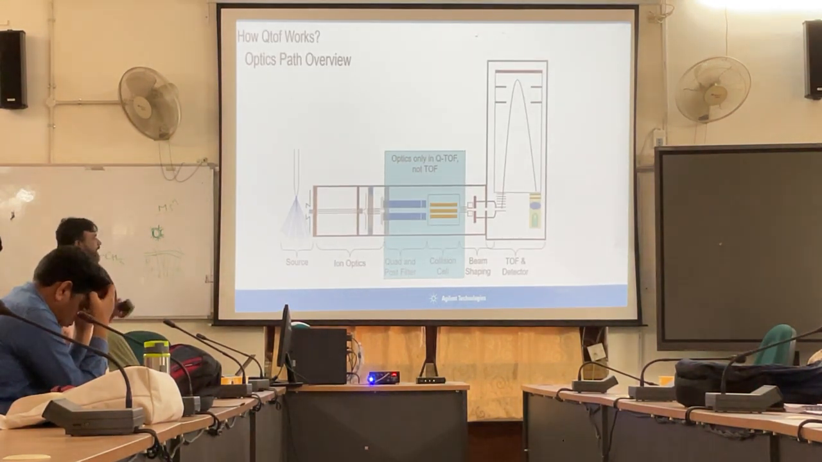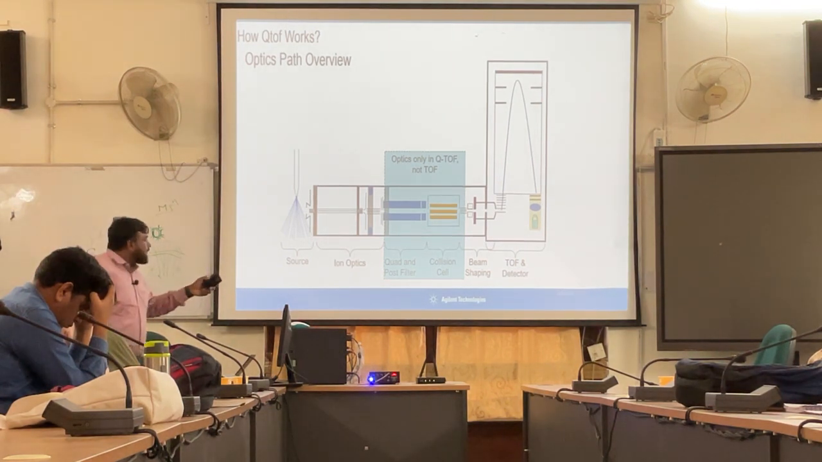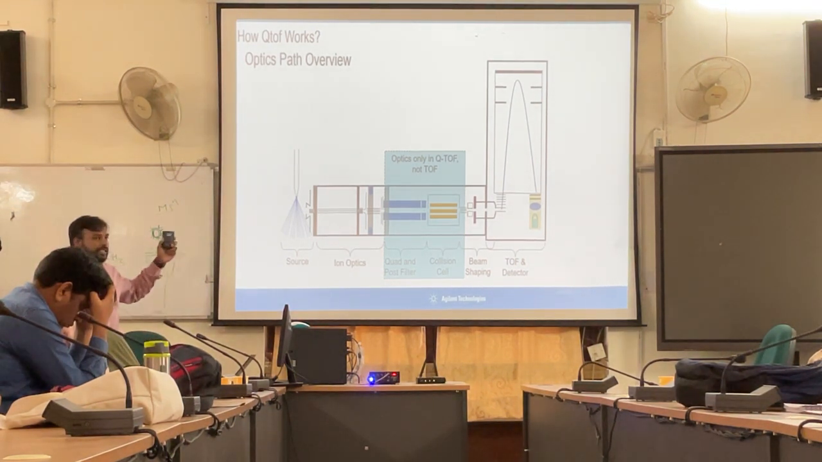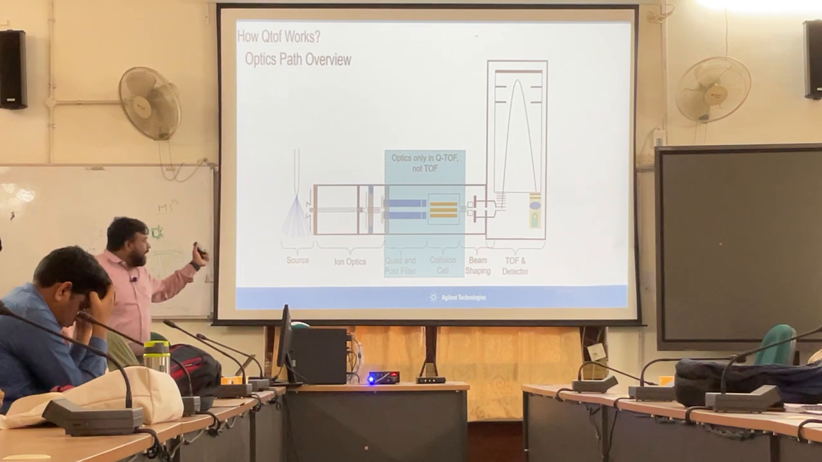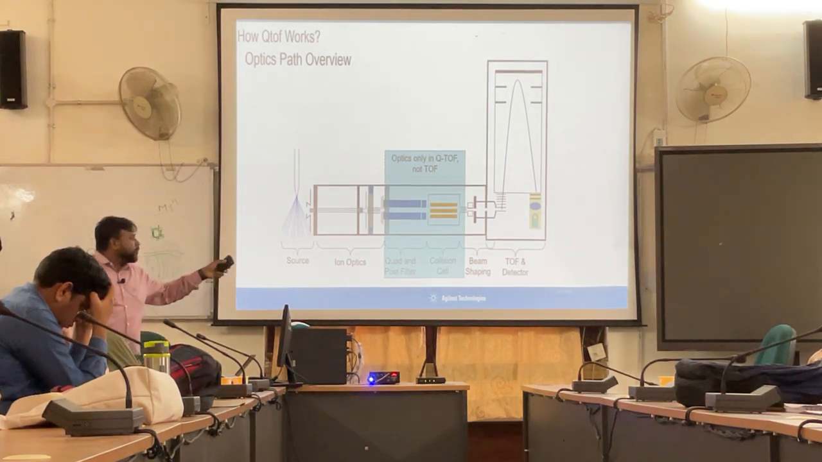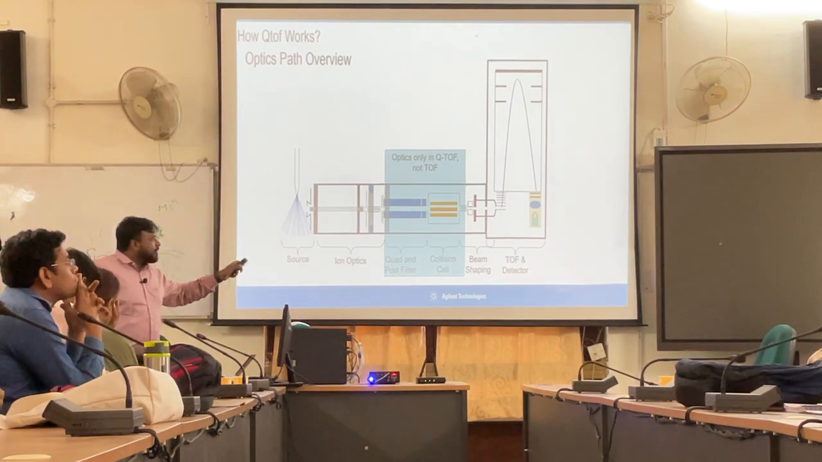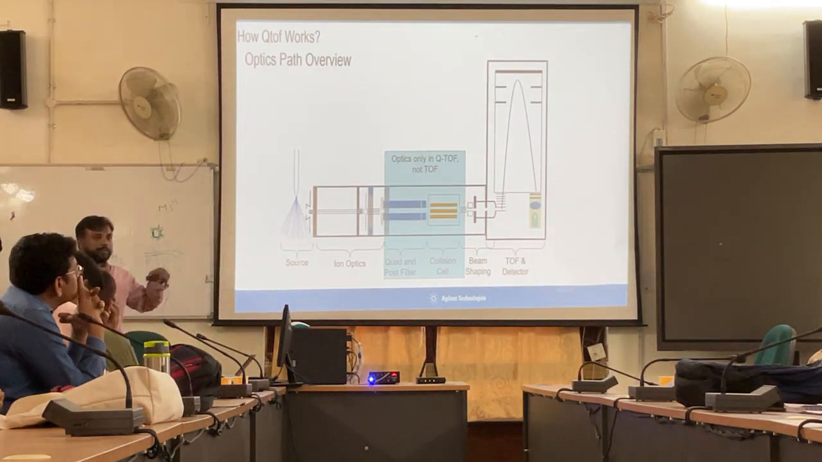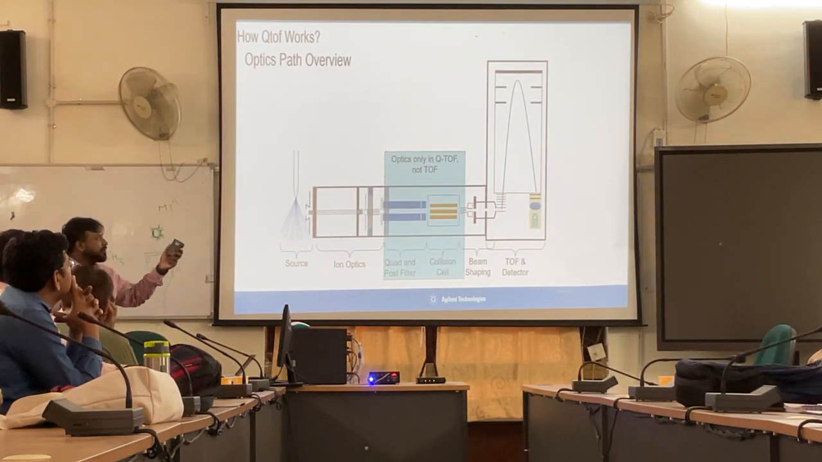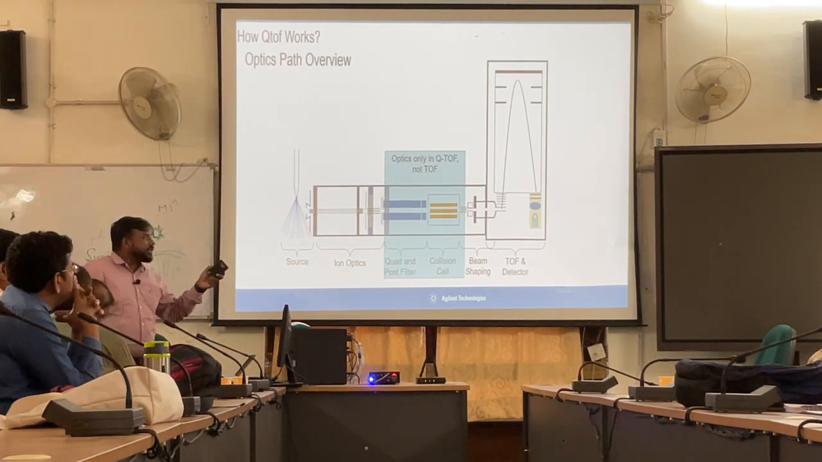So how exactly is it happening? As I said, at the source there is desolvation happening, and after the source there is ion optics which guides the ion to reach the quadrupole. After the quadrupole it goes to the collision cell, where we apply a potential difference, and with the help of that we can break the ion into product masses.